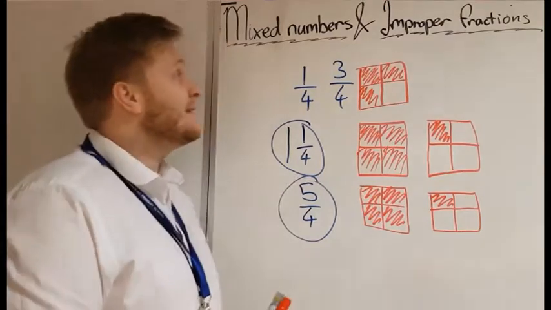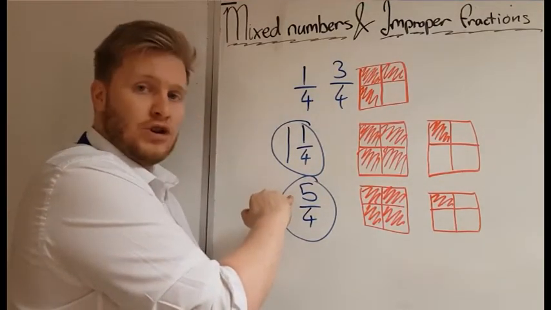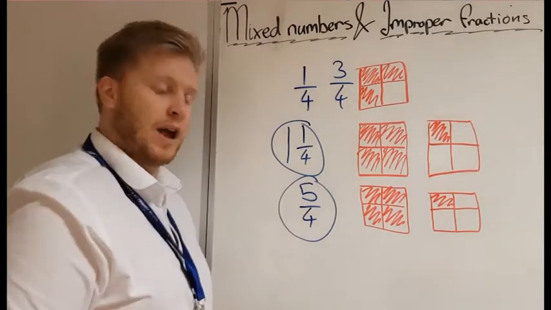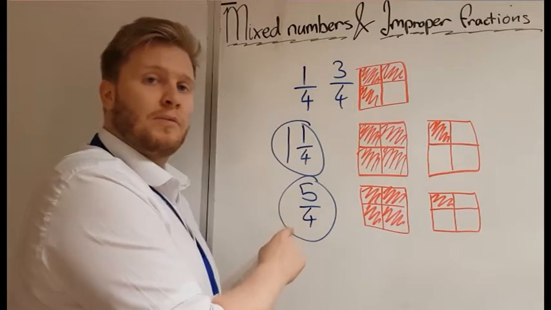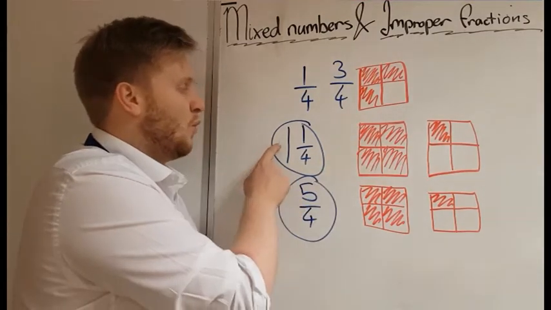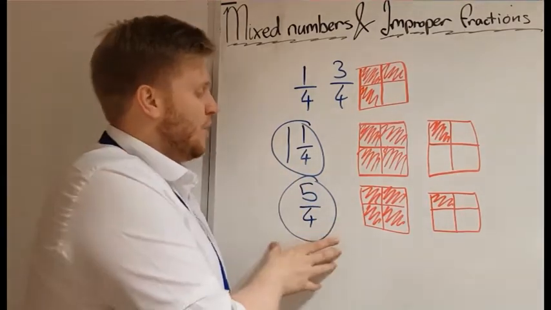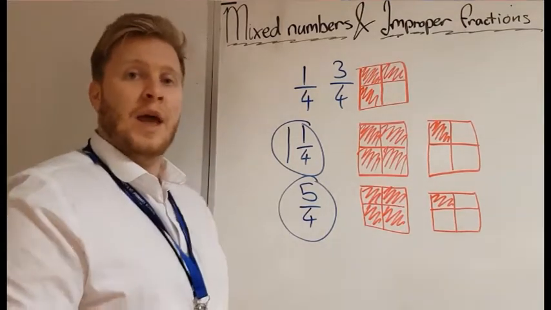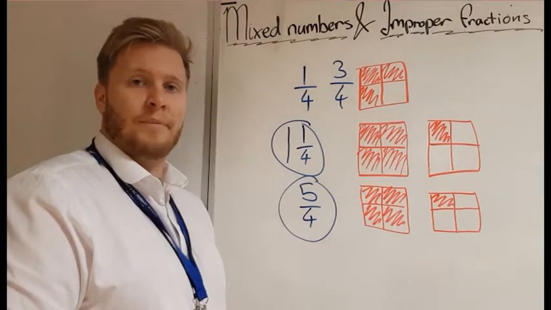It is easy to see an improper fraction because it will always have a bigger number for the numerator, the top number, than the denominator, the bottom number. So an improper fraction will always have a bigger number on the top and a smaller number on the bottom. A mixed number will have a whole number and a normal fraction. And that is two ways of expressing the same fraction. Now I'm going to have a look at a couple more examples to see exactly what they are.